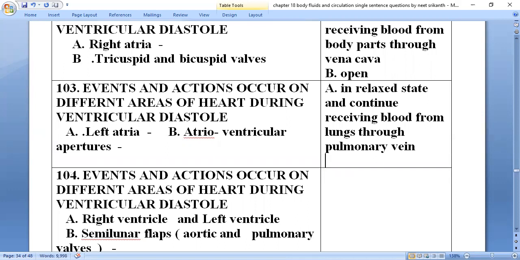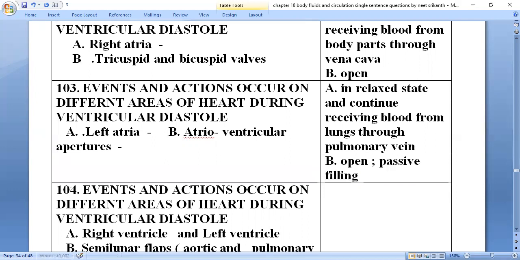And what about atrioventricular apertures at this time? They are open and they are helpful for passive filling. Nearly 70% of the blood in the ventricles is going to be filled at this time only.